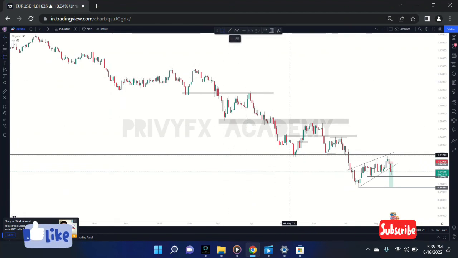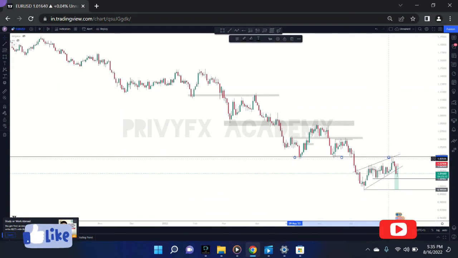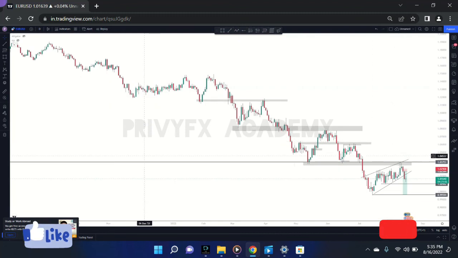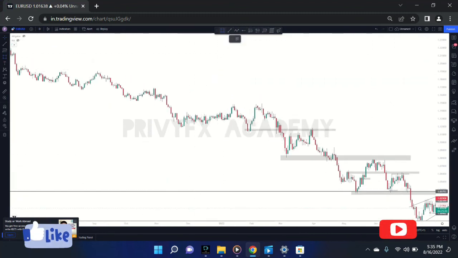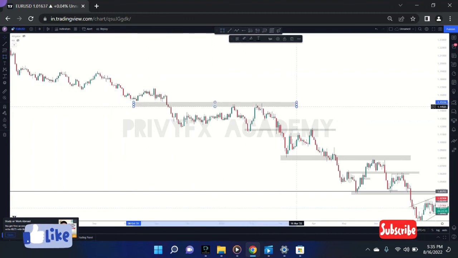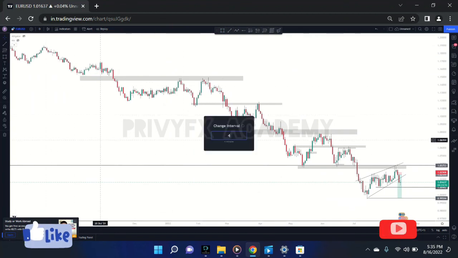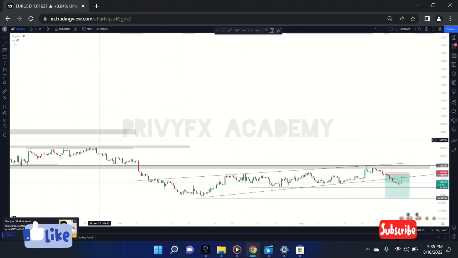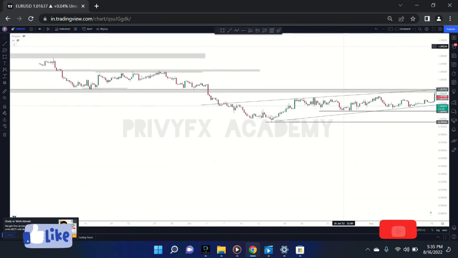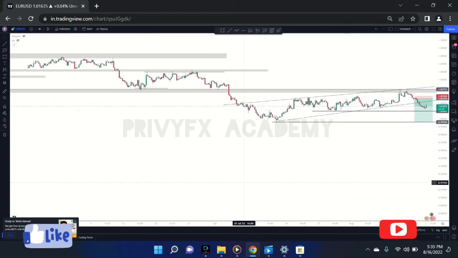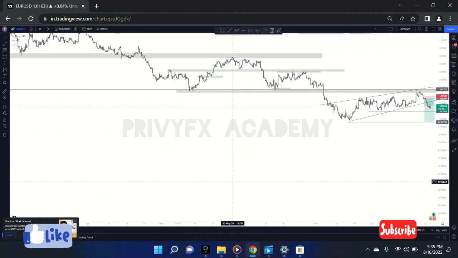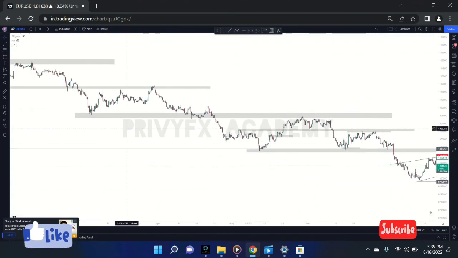Imagine all these trades. So even if you go on a 4-hour time frame, you see all these things there.